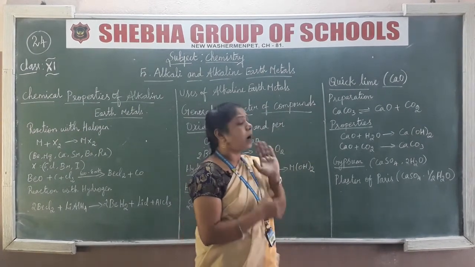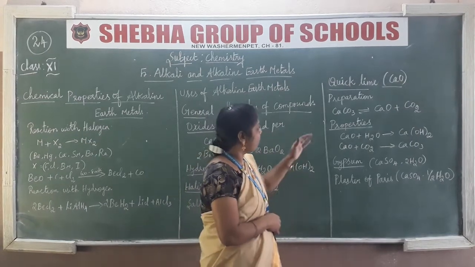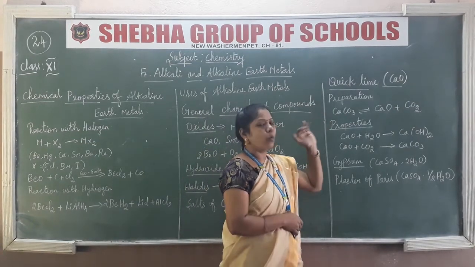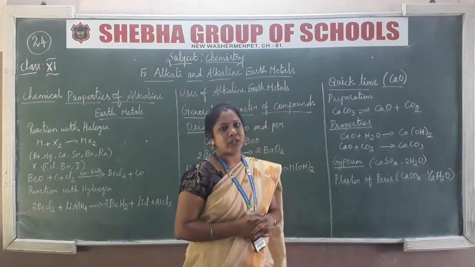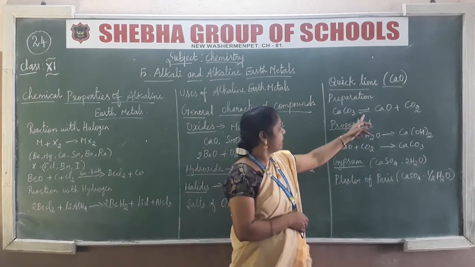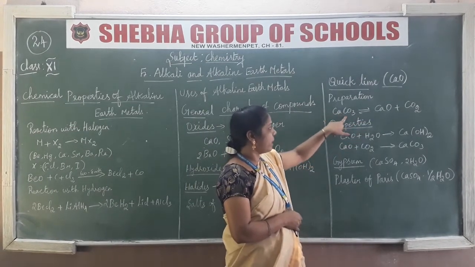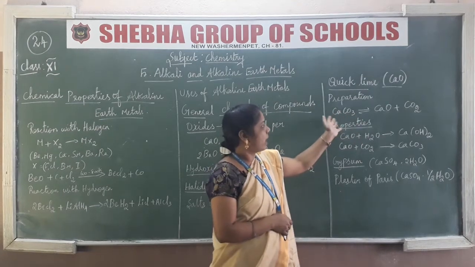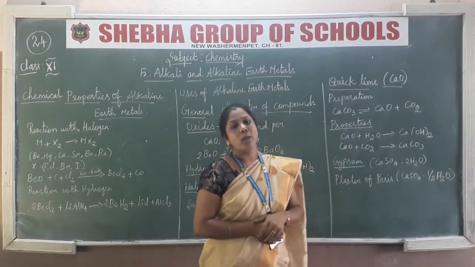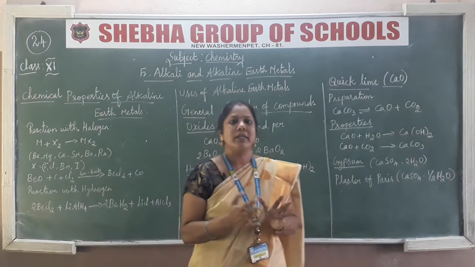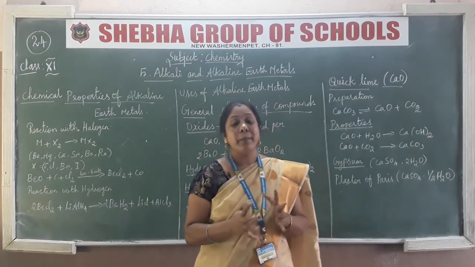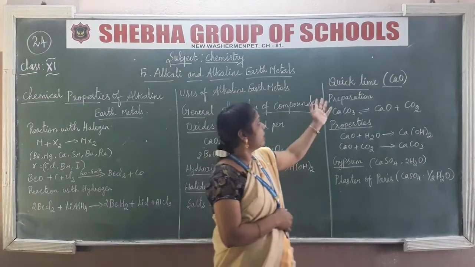In this quicklime, how is it prepared? So we have to go for the preparation. This is one of the reversible reactions. So calcium carbonate is decomposed, and we simply get calcium oxide along with carbon dioxide. This is the general preparation to make quicklime.